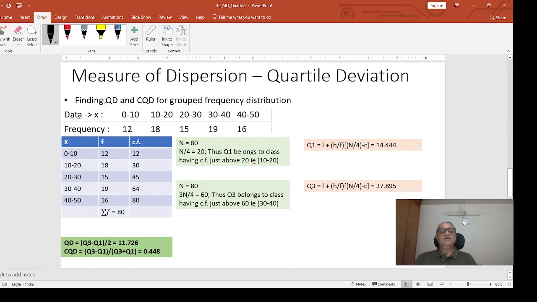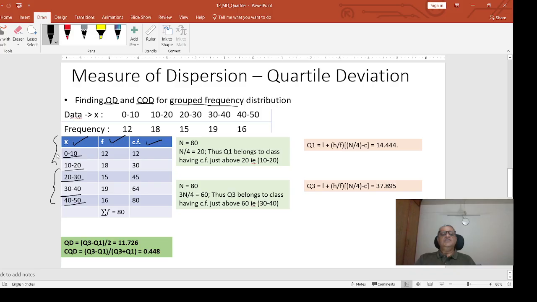So this is the example of finding quartile deviation and coefficient of quartile deviation for a grouped frequency distribution. This is my data. I have put this entire data into a frequency table, which comprises X, F, and cumulative frequency. So these are my classes: 0 to 10, 10 to 20, 20 to 30, 30 to 40, 40 to 50.